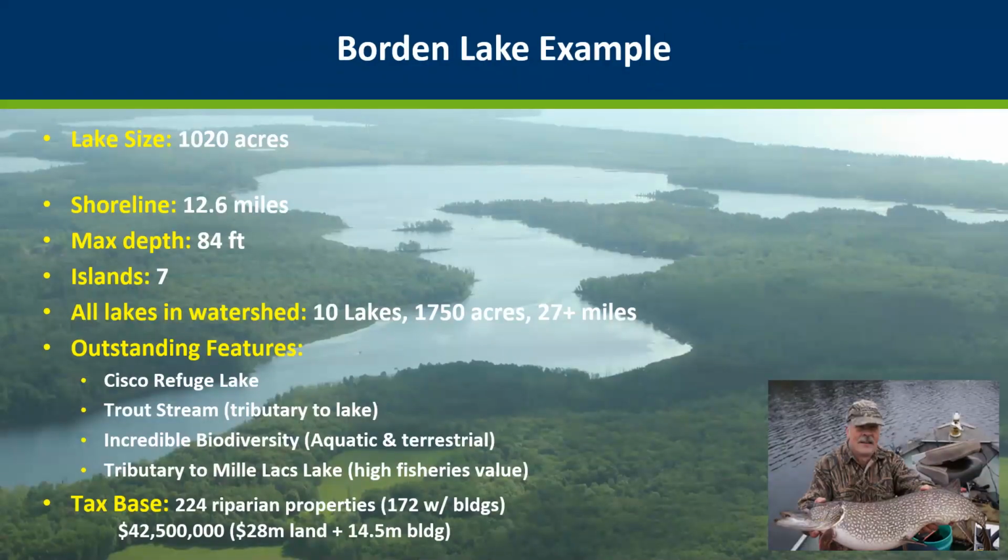So now we're going to convert to starting to look at examples. Our first example is a theoretical example. It's a real lake, but a theoretical example. How could these tools come together to work in a specific lake watershed? Borden is 1,000 acres, 84 feet deep, with 7 islands, and the minor watershed has 10 lakes in all. You see some of the outstanding features there, and it's not at 75%. If I recall, it's 52 or 53.